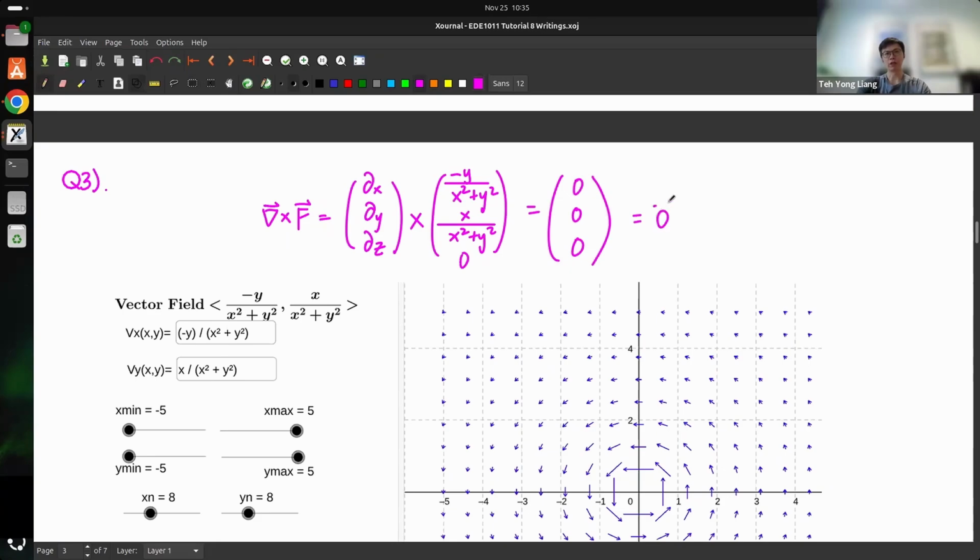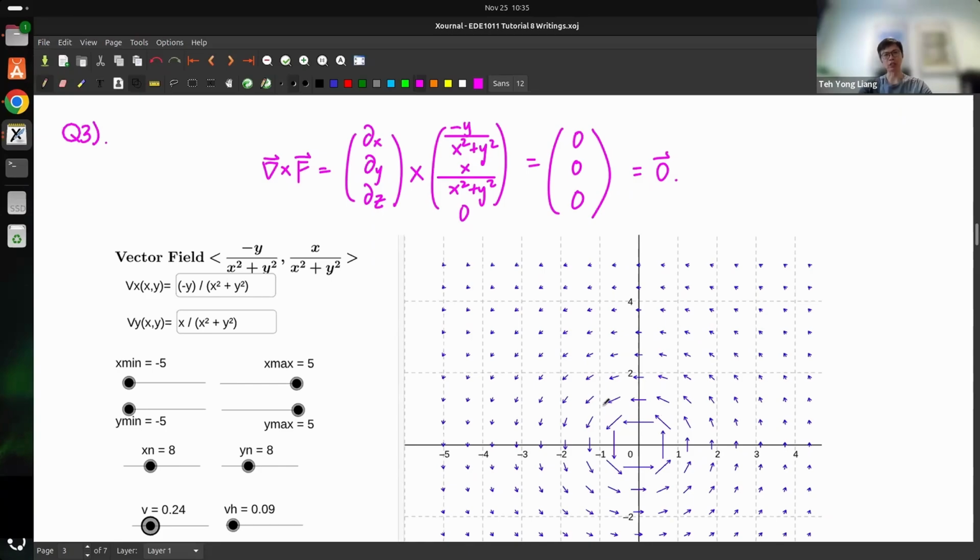So if you get the 0 vector, that means no curl. But the field appears rotational. So what's going on here? This question is to make it clear to you that curl means the effect is to rotate the object when it is at a particular point. That means it is actually a point property. But when the field appears rotational, as you see here, it doesn't mean that it is going to spin or rotate the object. It is just going to make the object flow in a circle. So this is the difference.